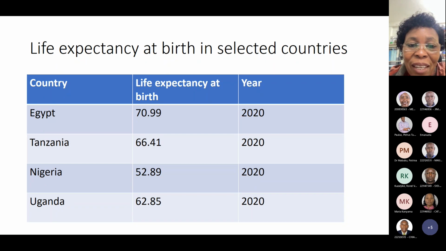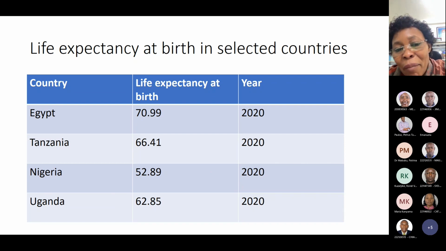I told you about the life expectancy. Now look at Egypt. A child born in 2020 was expected to live almost 71 years. Look at the other countries. Look at Tanzania, 66, Nigeria, almost 53, and Uganda, 62.